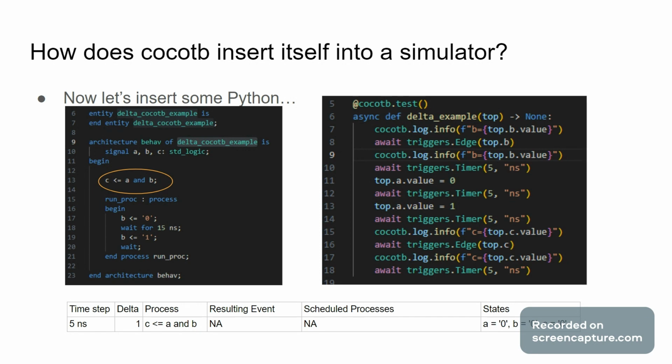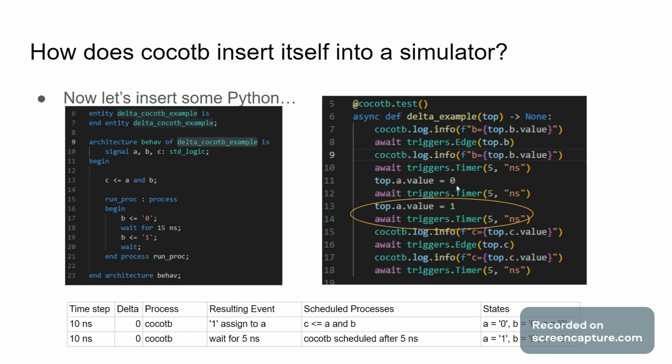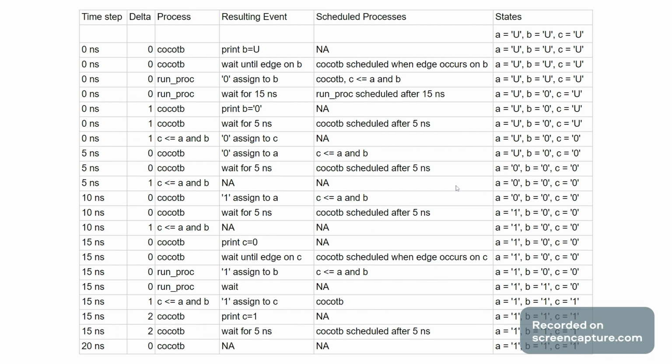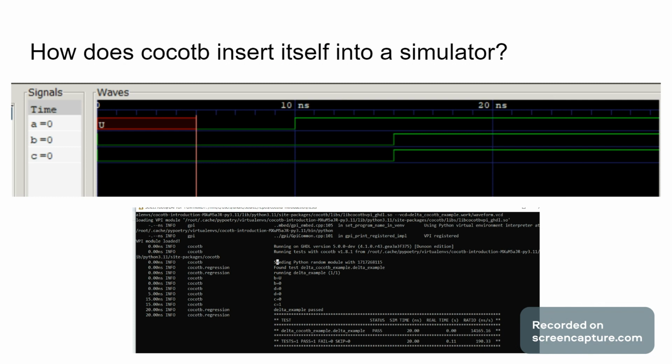If not, you can look through the slides and see how everything resolves. But the process once again repeats itself until we reach a point where there's no more time, no more processes to get scheduled. And here's just a table that shows what's happening at each cycle. And here's the waveforms, and here's what the console actually looks like when you run your cocotb test. I think most of this is pretty self-explanatory.